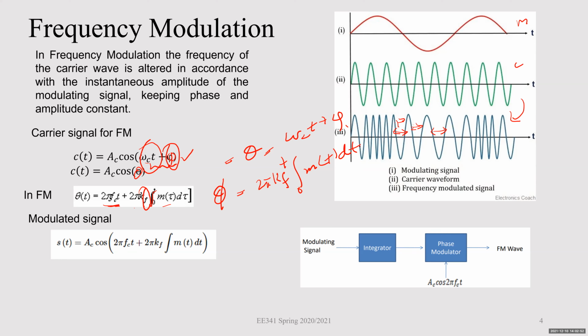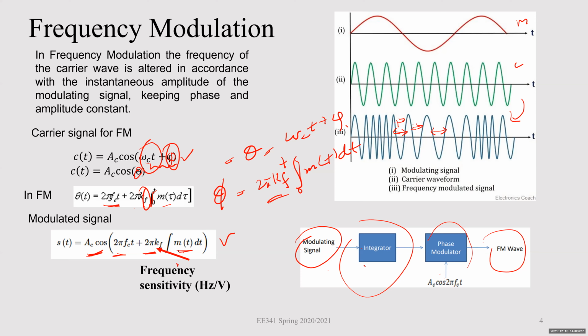So what you have is your modulating signal, you will pass it through the integrator, and then through the 2 pi kf, and then this is your frequency modulated wave. So the modulated signal will be Ac cosine of 2 pi fc t plus the integral of the message signal. Okay, so this is the frequency modulation mathematical equation. Kf is the frequency sensitivity.